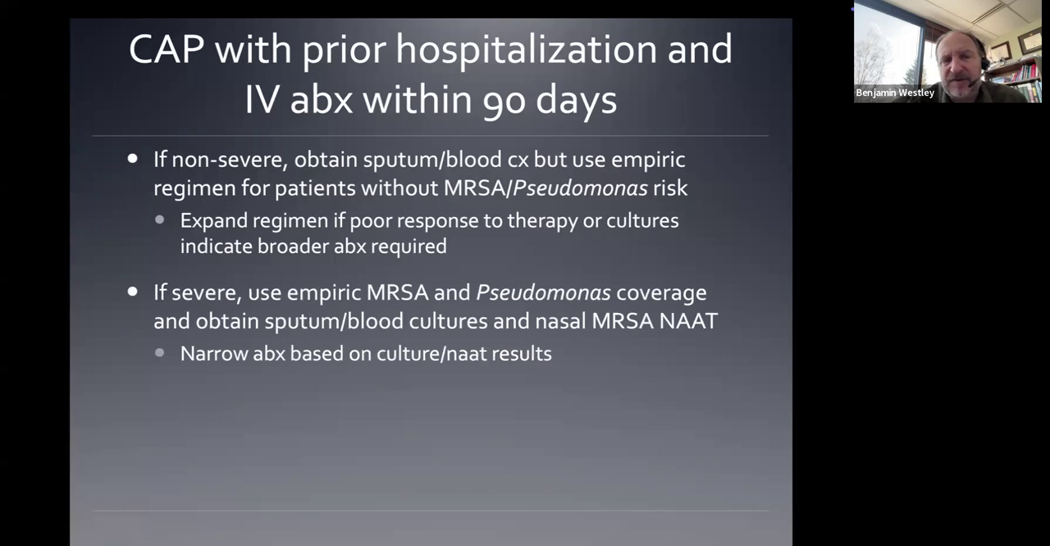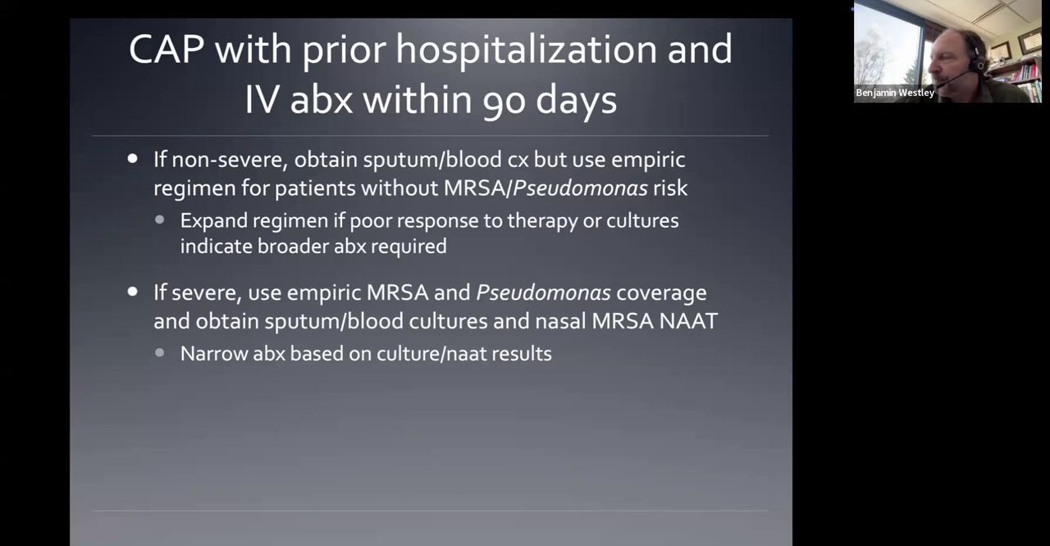and if we need to alter the antibiotics based on the culture results, then we will do that. But if the patient's admitted to the ICU and had been in the hospital and had IV antibiotics in the last 90 days, then the empiric regimen should include coverage for MRSA and Pseudomonas. Cultures and PCR can be obtained, and then the antibiotics can be narrowed once that comes back.